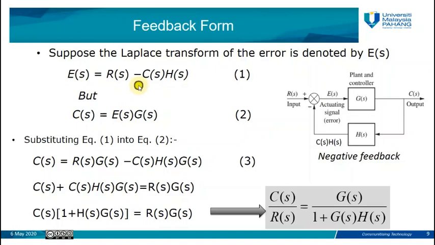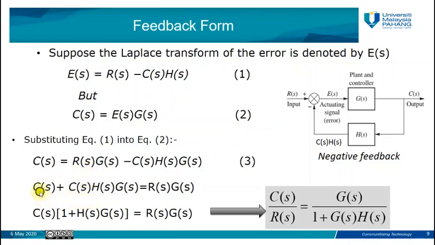By substituting equation 1 into equation 2, that means I will replace ES here by the value of ES in equation number 1. So it becomes CS is equal to RS times GS minus CS HS times GS. So we got equation number 3. To simplify, we transfer the term CS HS GS to the left side of equation 3. So we get CS plus CS HS GS equal to RS GS, which stays on the right side.